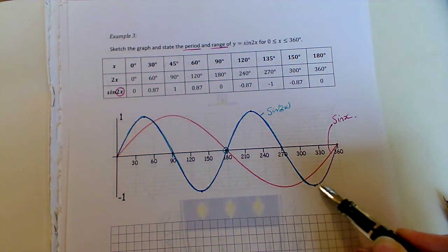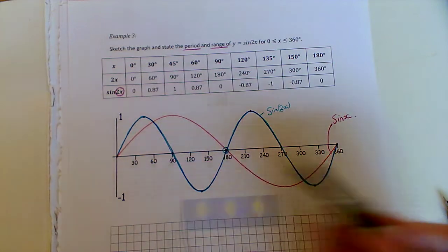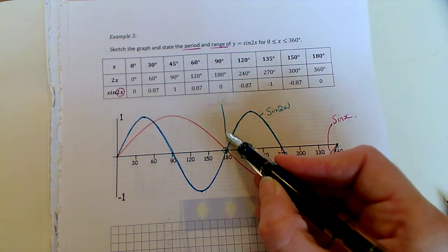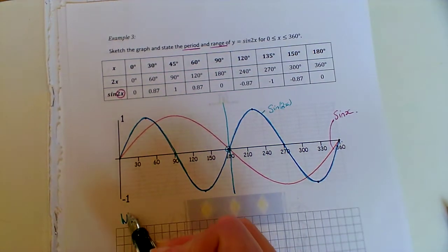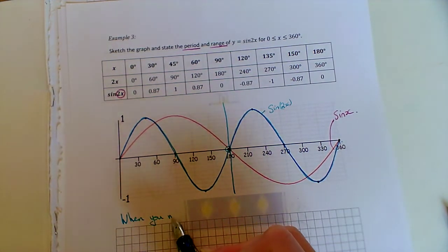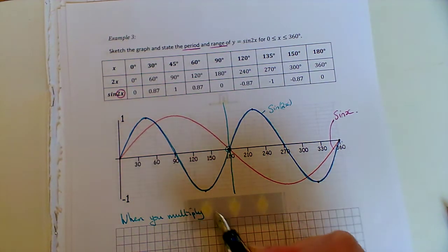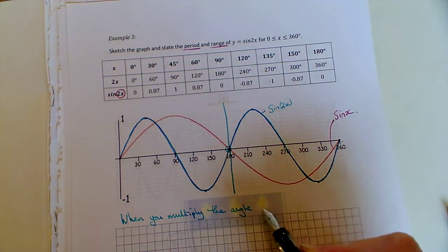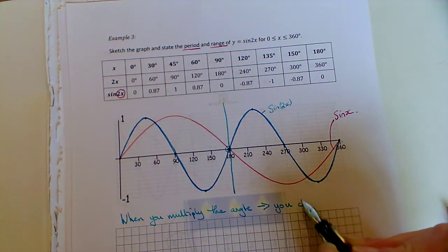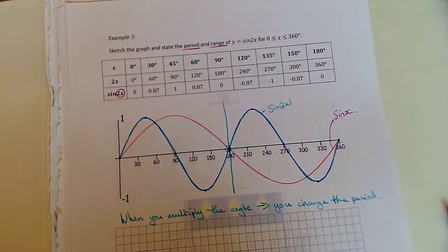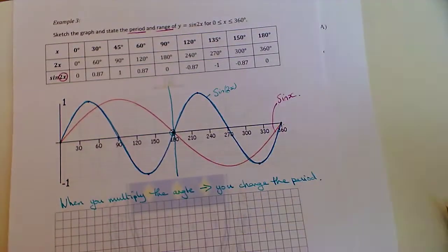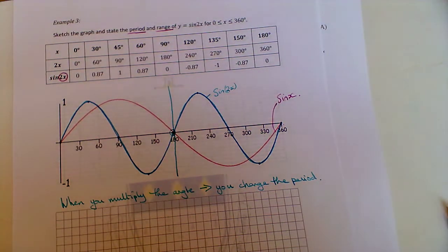Previously, we had one full wave tucked inside 0 to 360 degrees. Now we have one full wave tucked inside 0 to 180 degrees. So what we can see is that when you multiply the angle, you change the period. Change how frequently it repeats. And how do you change it? Well, basically, you divide the standard period, 360 degrees.